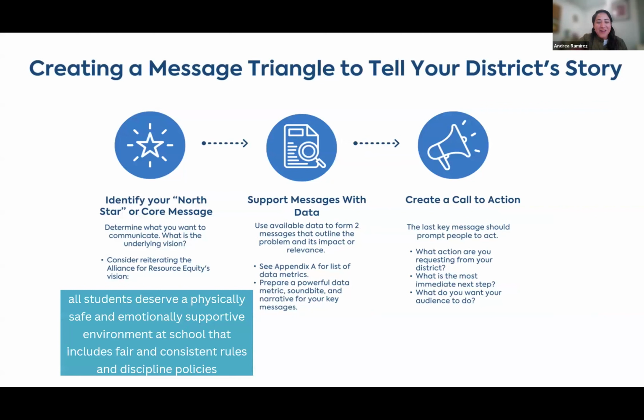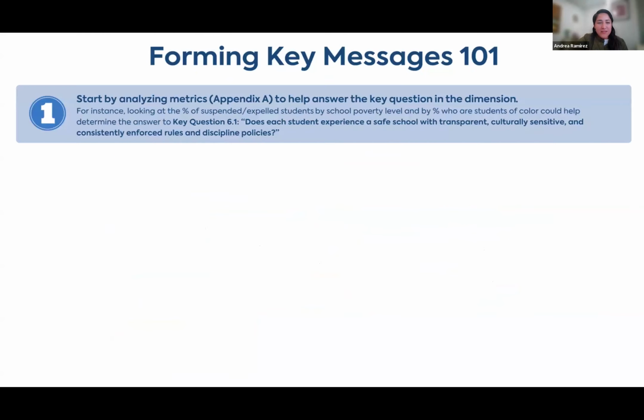But so we have our core message. Now we're going to go through step by step how to create our key messages. To really create our key messages, we're going to want to analyze the data metrics to help answer that key question: does each student experience a safe school with transparent, culturally sensitive, and consistently enforced rules and discipline policies?